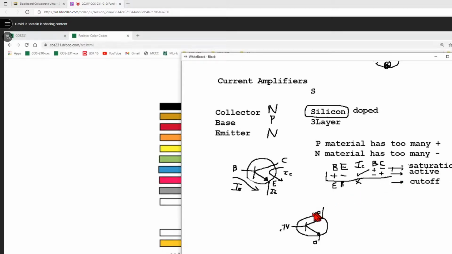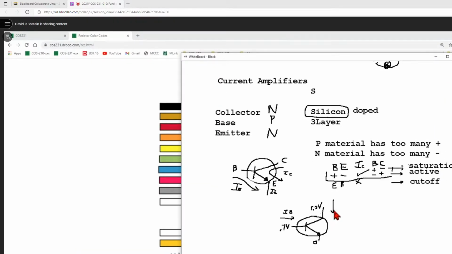Okay, let's assume that when I measured this spot relative to this spot, remember we're measuring relative to this 0. This is 0.7 relative to this 0. This guy is 1.2 volts relative to 0. Well, base emitter is positive. Base collector is now negative. The transistor is operating in the active region, meaning it's operating as an amplifier.